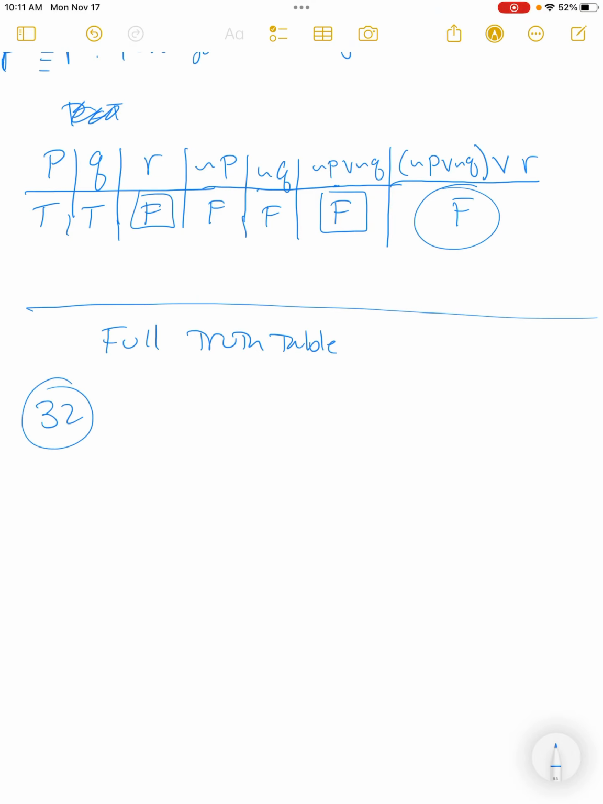So let me give you an example. Here's number 32. Number 32 simply says P and Q or R. They would like us to do a full truth table for that. So let me model how that's going to go. And they do a great job modeling it in the book.